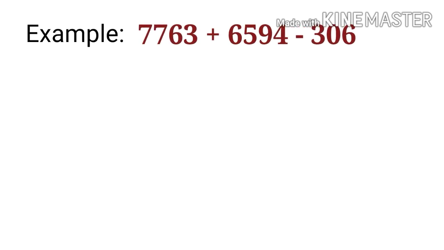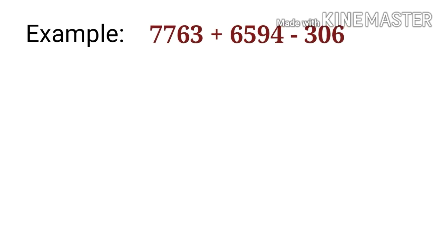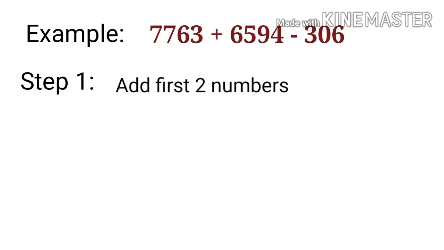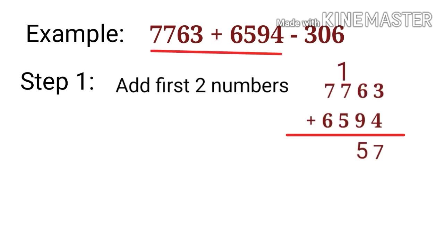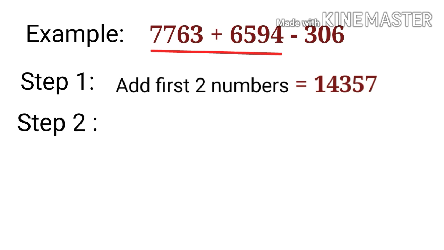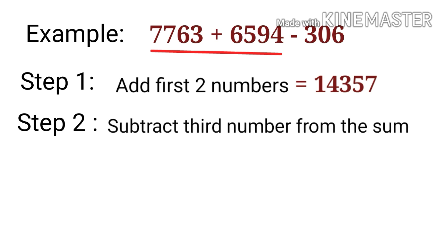7763 plus 6594 minus 306. Kids, we will first add the two numbers and then subtract the third number from the sum. So, let us begin the first step, that is add first two numbers. So, when we add these two numbers, we will get the sum 14,357.